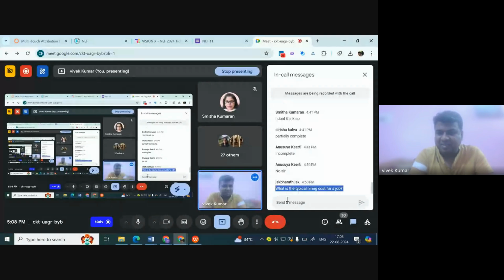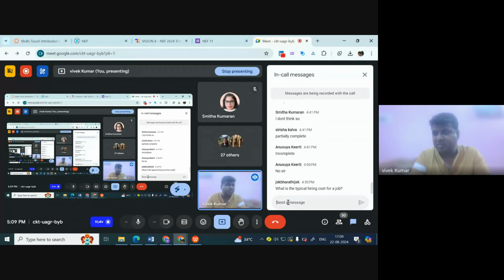So what is the typical hiring cost for a job? Okay, that's a good question. I think it should vary between 1 to 2 months of the cost for the positions which you are hiring. But sometimes, depending upon the position, it can go up to as much as, let's say, 6 months of cost. I'm talking about the direct hiring cost, by the way, and there's some indirect cost involved, like training and a few other things for that.